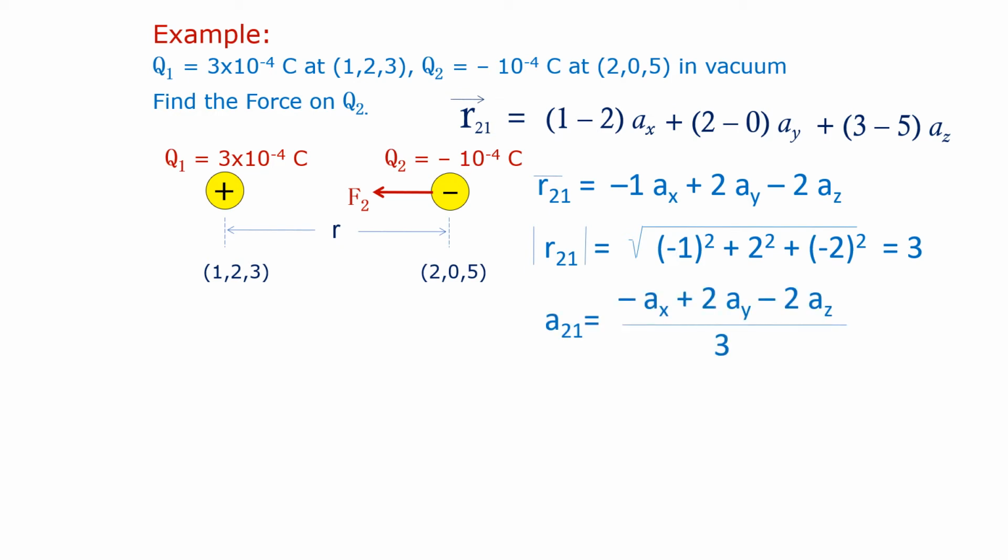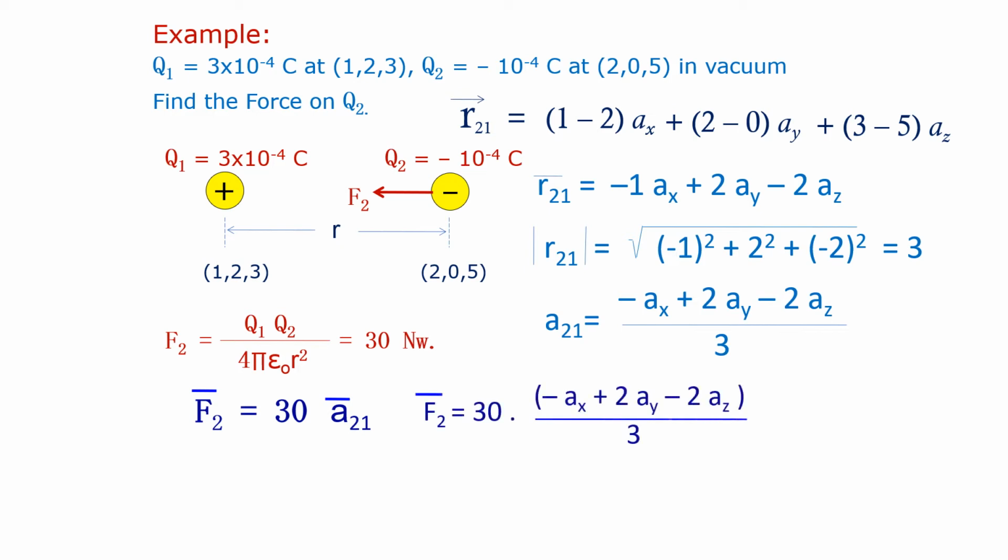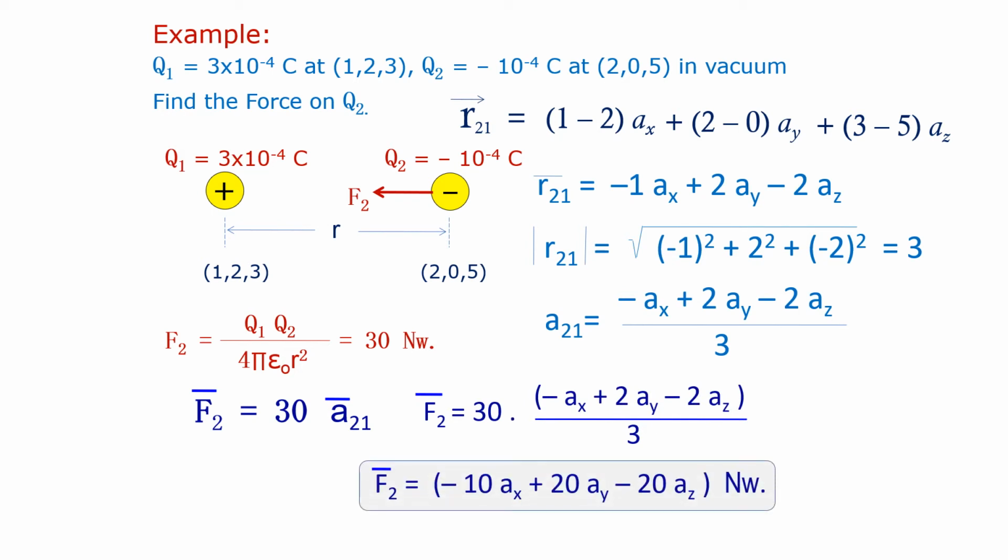The unit vector from 2 to 1, A21, will be the R21 vector divided by the magnitude. Now the magnitude F2 can be written by Coulomb's law. You will get it as 30 newtons. The vector F2 will be 30 A21 bar. Substituting A21, you will get finally the answer for the vector force F2.